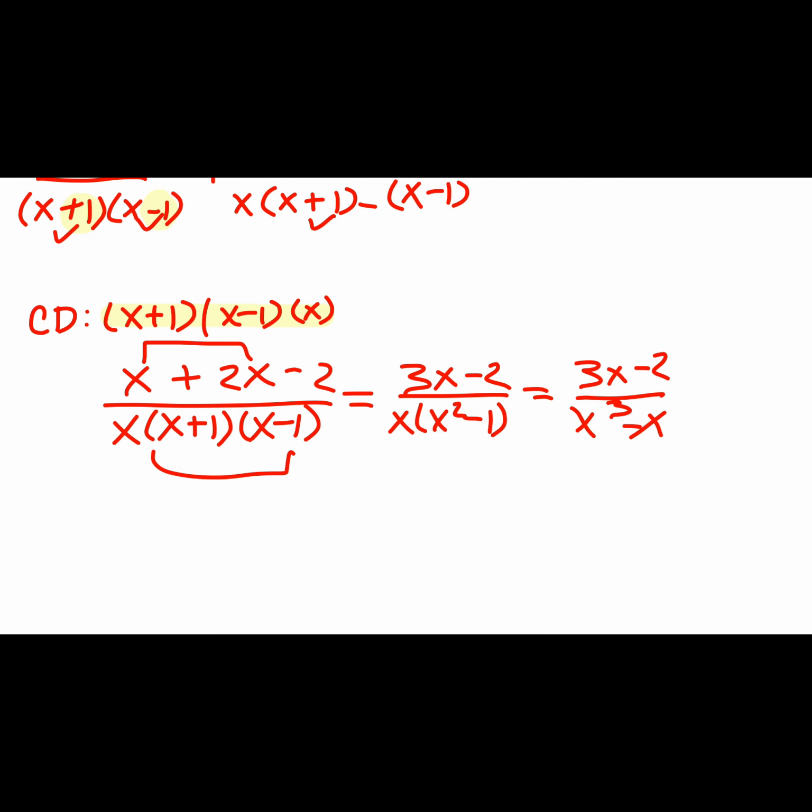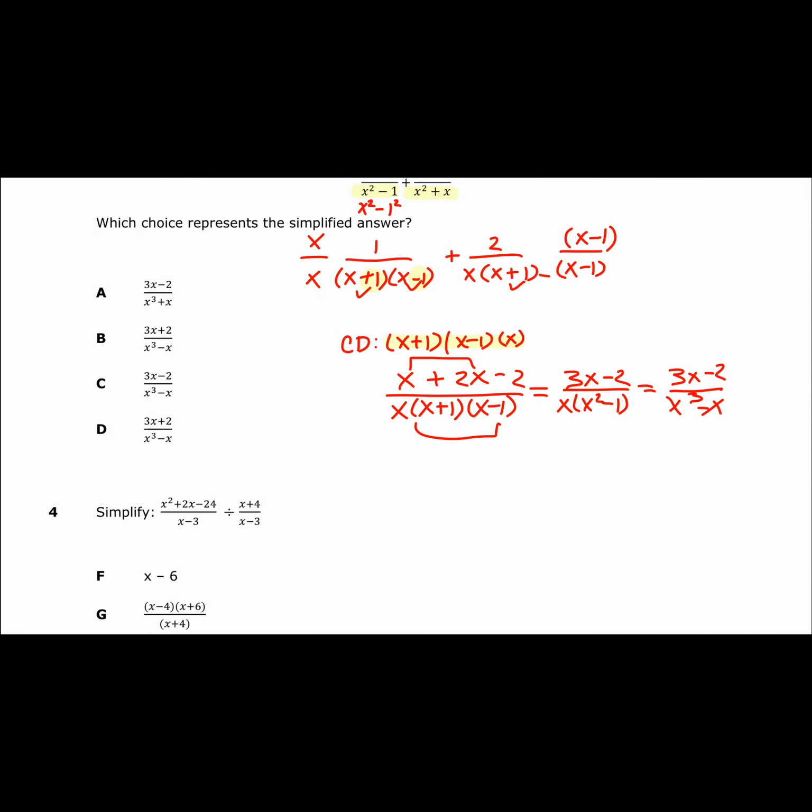So let's look at our answer choices. I want 3x minus 2, so I know it's not this one or this one. And on the bottom, I want x cubed minus x, so it has to be C. C is our answer.